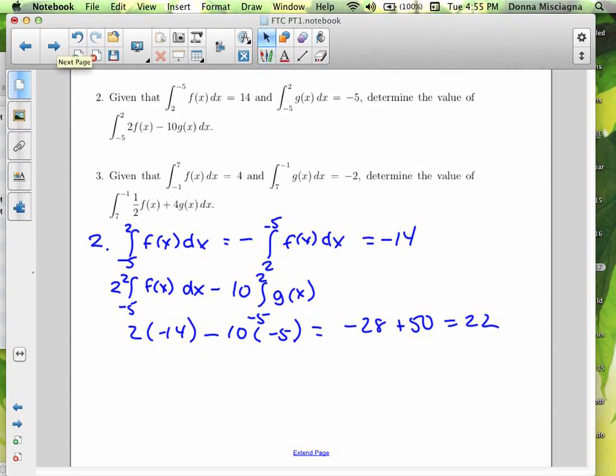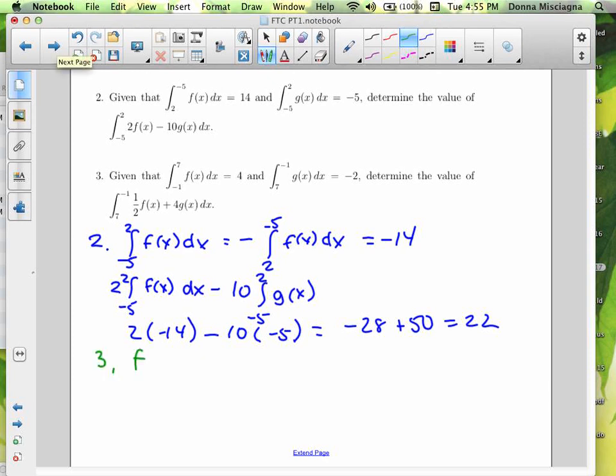Right? And then the last one here, given that the integral of f of x dx from -1 to 7 is 4, and the integral of g of x from 7 to -1 is -2, we want the value from 7 to -1. So g of x matches, f of x doesn't right now.